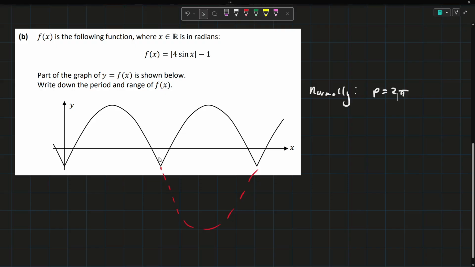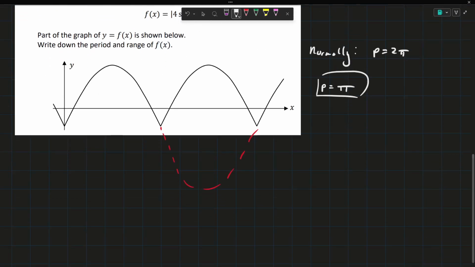But here, instead of going down and then repeating over here, it's actually going to repeat twice as quickly, because instead of going down, it just goes back up and it repeats like that. So the period is going to be half of what it normally is, so the period is going to be pi for this. And then in terms of the range, it helps if we just do it in steps. If we start off with sine x, we know the range is between minus 1 and 1.